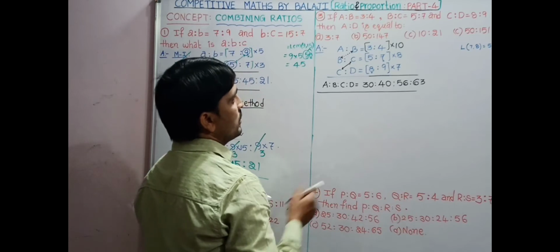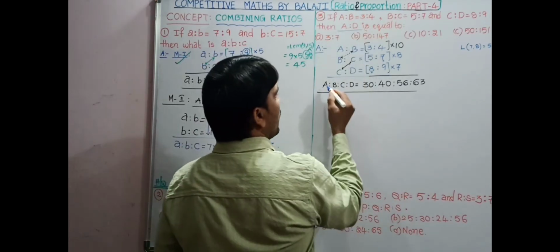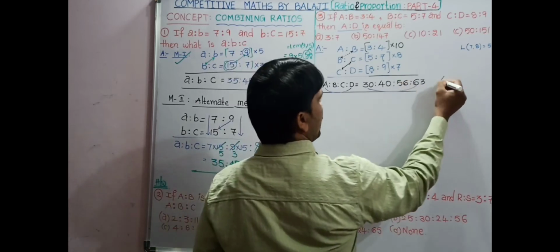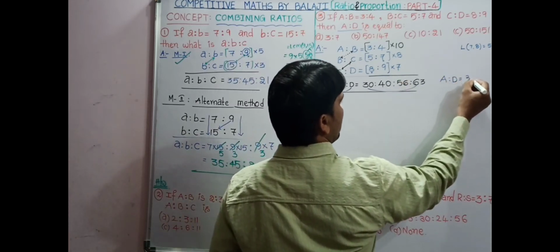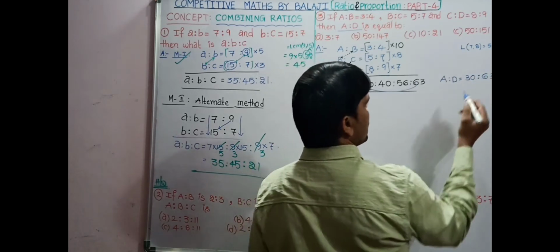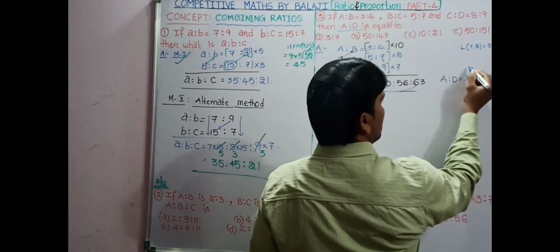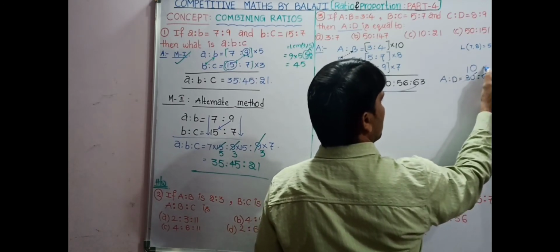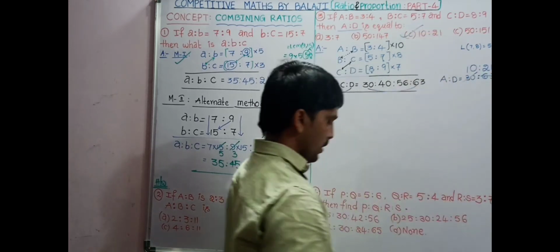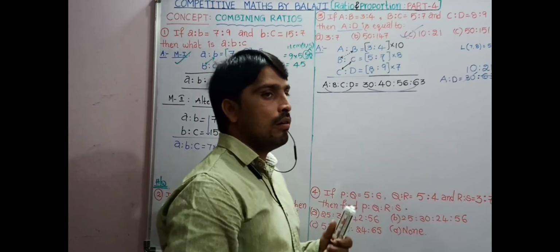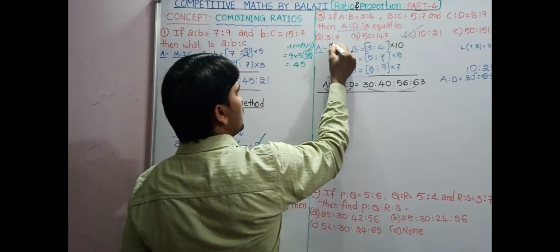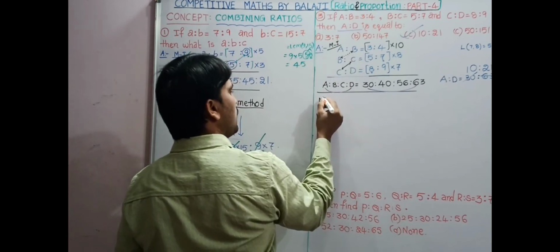But our question asked for A is to D only. A is to D is 30 is to 63. But it is not in its lowest terms. 3 tens are 30, 3 21s are 63. So 10 is to 21 is our answer. Again, we have another alternate method that is also very simple. This was method 1. Now consider method 2.